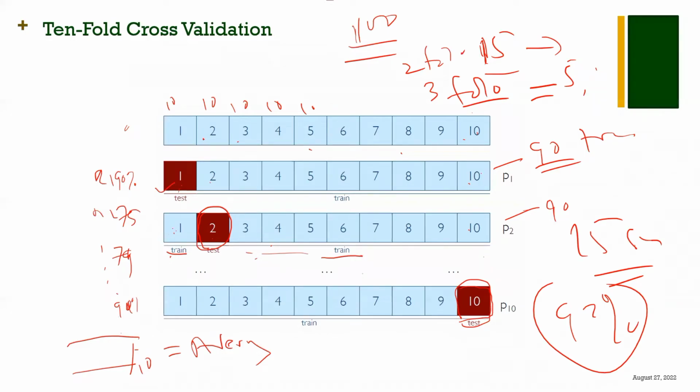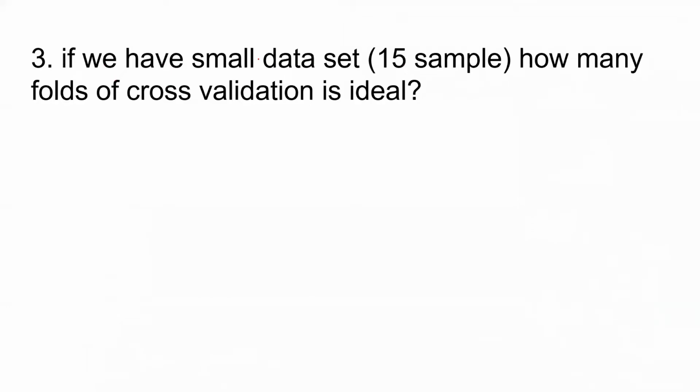So this is how it works. For further details on how to evaluate a machine learning model, we can refer to some of our videos that we earlier uploaded to our YouTube channel for a better explanation. That is how we determine how to break our data into 2 or 3 as the case may be. The next question is, if we have a small data set, like 15 samples, how many folds of cross-validation should we use?